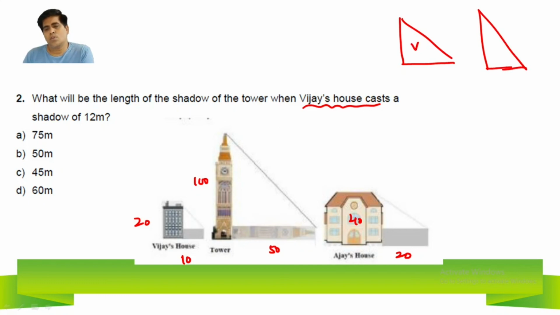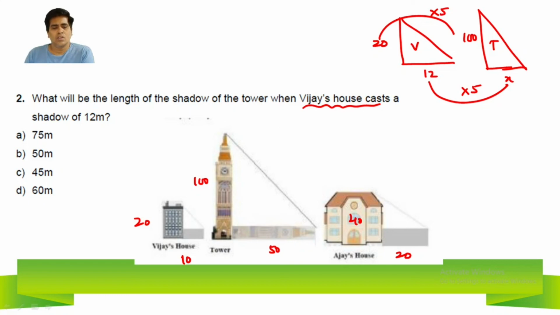So this is Vijay's house and the tower. The height will not change. This is 20 and this is 100 only. It will not change. Now the shadow is 12 here. The shadow of Vijay's house is 12. So at the same time, what is the shadow of the tower? Clearly 20 becomes how many times here? It is 5 times. So 12 becomes 5 times. Clearly x is equal to 60. The shadow of the tower is 60 here. As simple as that we can do this.